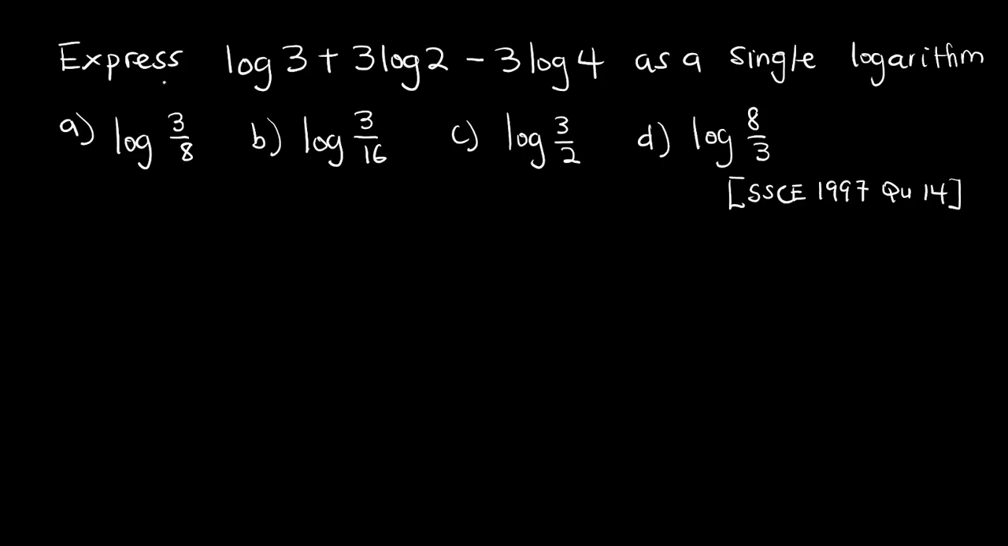Now we have here an example. We have to express log 3 plus 3 log 2 minus 3 log 4 as a single logarithm. We have here our possible options. We have option A, log 3 on 8, B, log 3 on 16, C, log 3 on 2, and then D, log 8 on 3. Now this is the SSE 1997 question number 14.